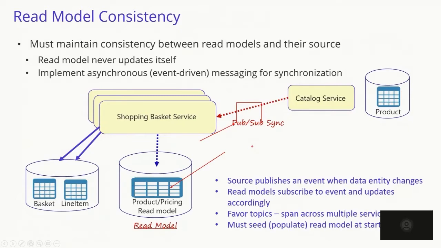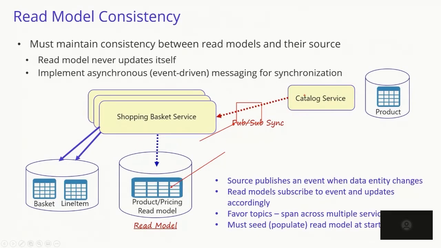So case in point, when one service needs data from another service, we think about moving a denormalized subset of data into the service that needs it. And then we keep these in sync by setting up some type of messaging between them. Keep in mind, key thing here, catalog service owns product data. The product data in Shopping Basket is nothing more than a copy.